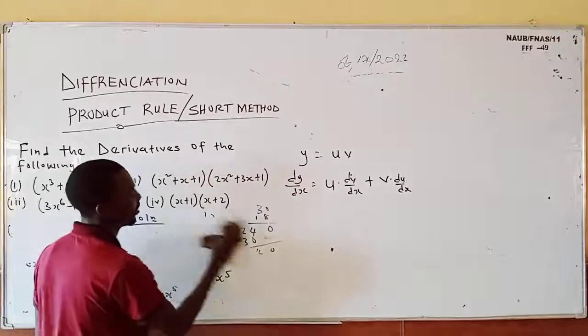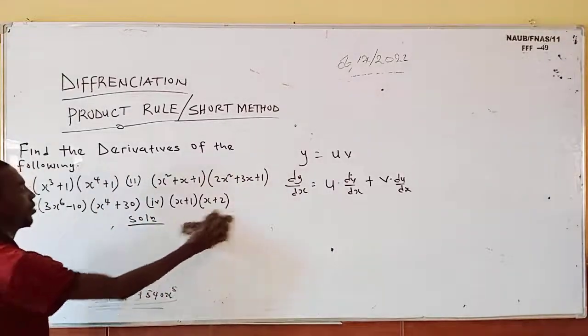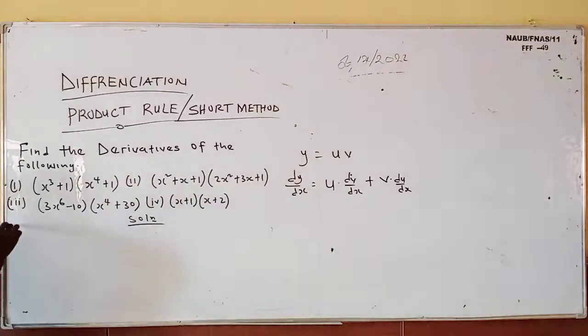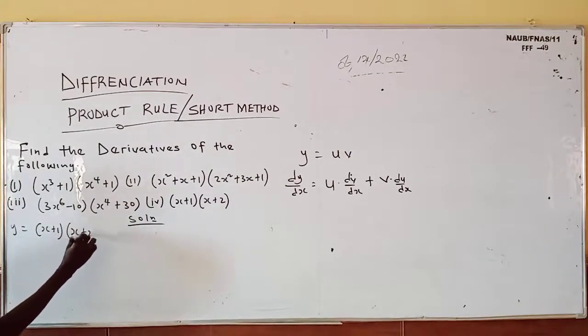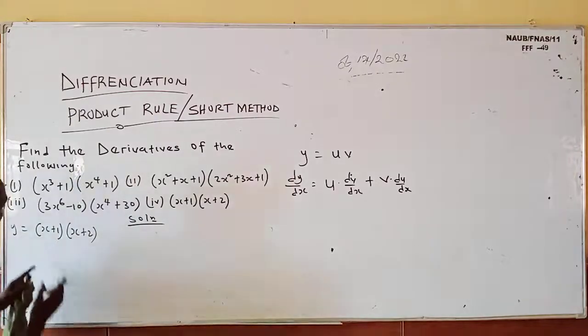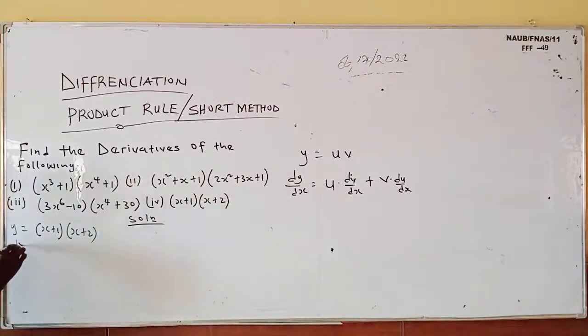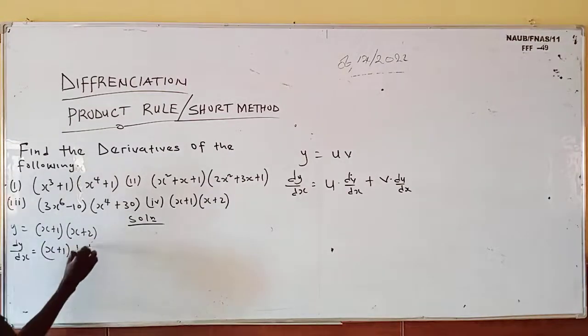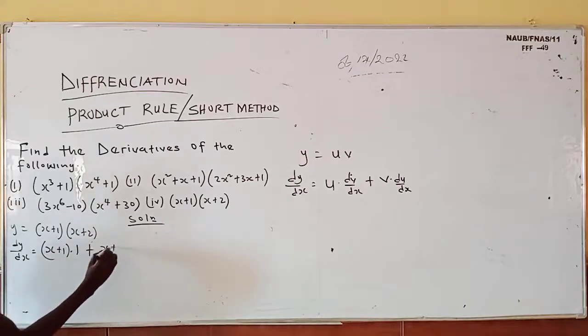So the last but not the least, question number 4. Which is s plus 1 into s plus 2, y equals to s plus 1 into s plus what? 2. The first thing you are going to do is to pick this. dy over ds is equals to s plus 1. Then use it to multiply the differentiation of this. If you differentiate this, you have 1. You get that? Plus, you pick this now, s plus 2. Then you differentiate it, you have 1.